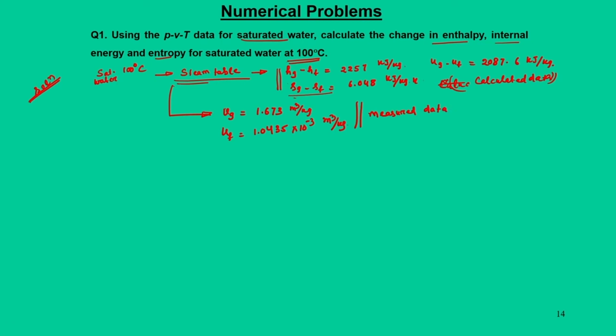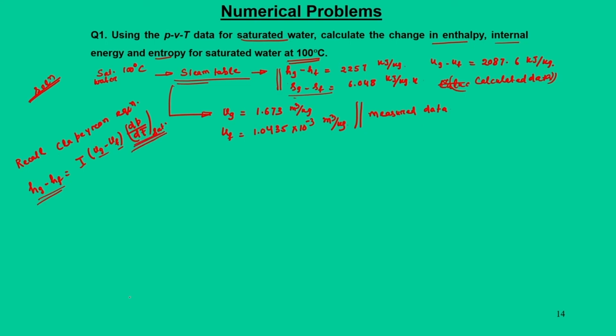Now we need to recall the Clapeyron equation. It says that Hg minus Hf is equal to T into Vg minus Vf into dP by dT along the saturation line. So to calculate this enthalpy change, we require Vg and Vf. Temperature we know, that is 100 degree centigrade, and what we do not know is dP by dT at saturation, the slope of the P versus T curve.